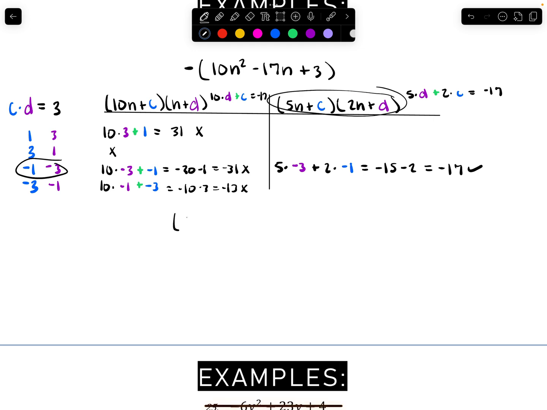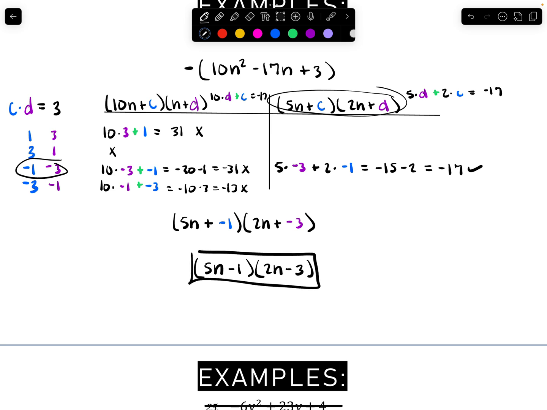So these are our values. These are our factors. So this will factor into 5n plus a negative 1 and 2n plus a negative 3, which will factor into 5n minus 1 times 2n minus 3.